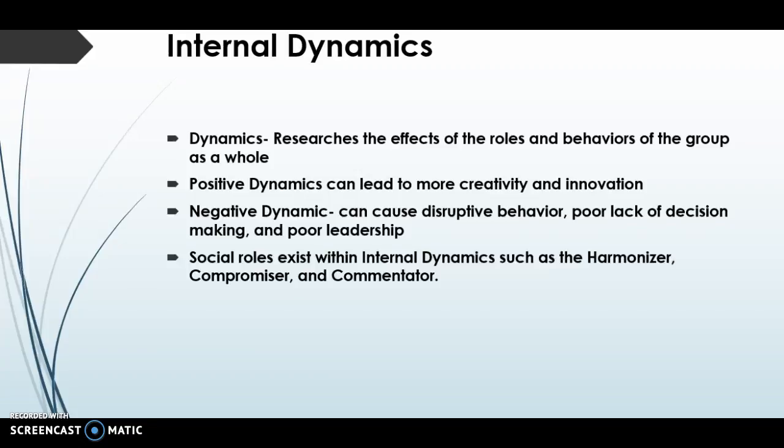There are some social roles that exist within internal dynamics. These are harmonizer, a compromiser, and a commentator. A harmonizer provides affirmation, support, and praise to the team's efforts. In essence, to provide harmony to the entire team. A compromiser will change their position for the good of the team. Sometimes this can be a necessity. Otherwise, a standoff might occur. And commentator. Feedback is crucial, especially during the decision-making process.